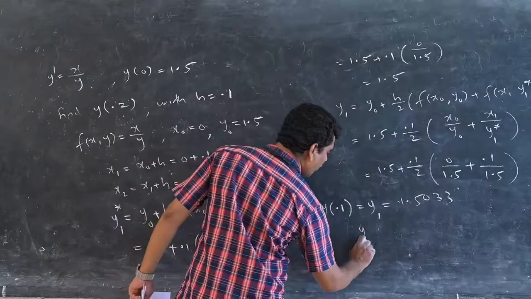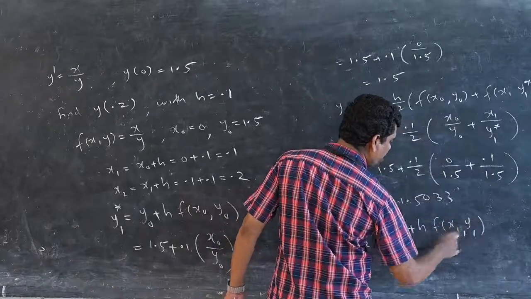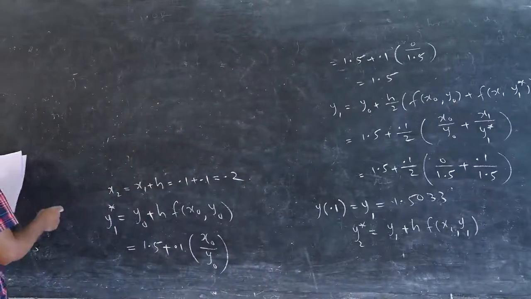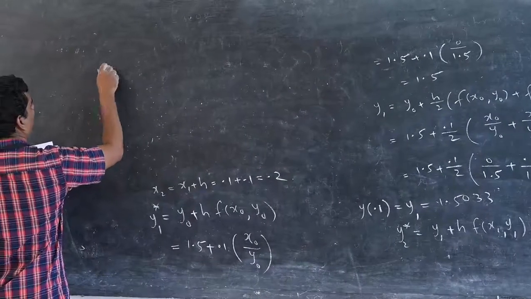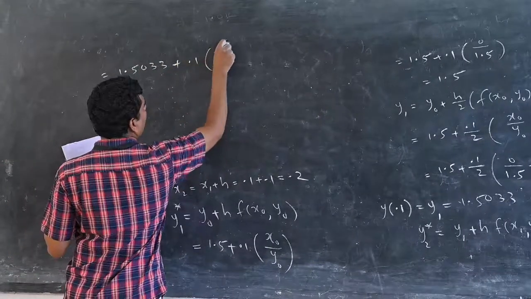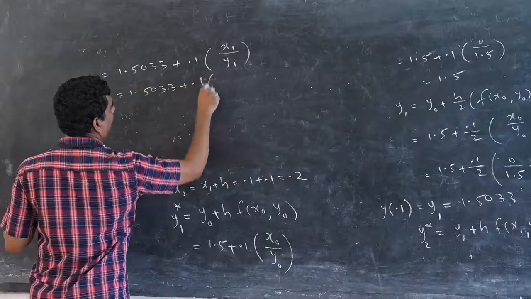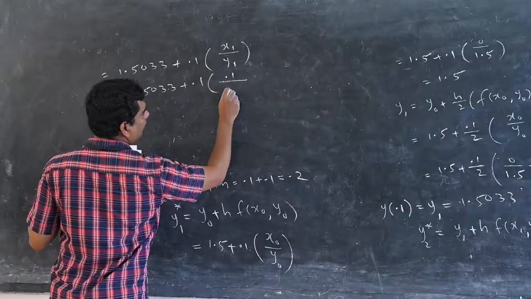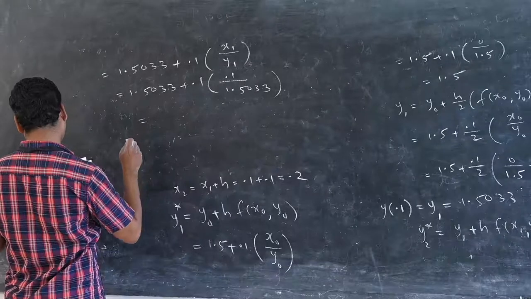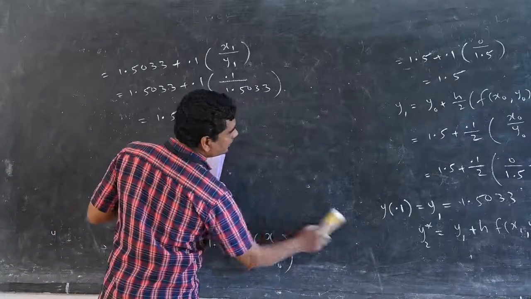Now y2 star is equal to y1 plus h into f of x1, y1. So y1 is equal to 1.5033 plus h, 0.1, into f of x1, y1, which is x1 divided by y1. That is 1.5033 plus 0.1 divided by 1.5033. Its value is 1.51.